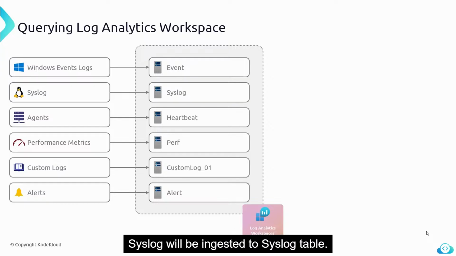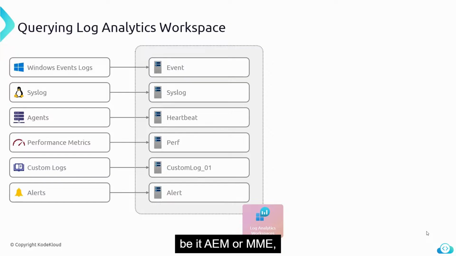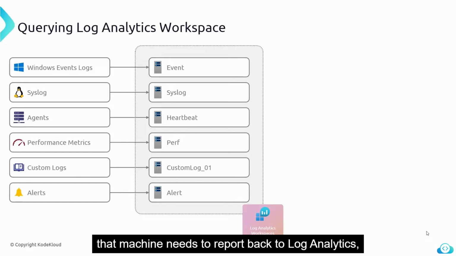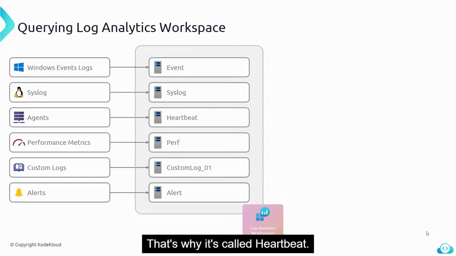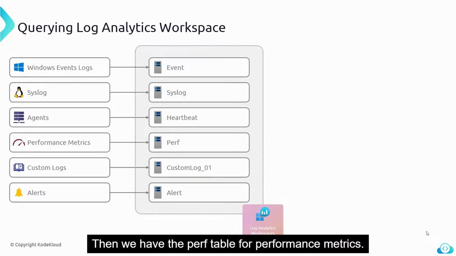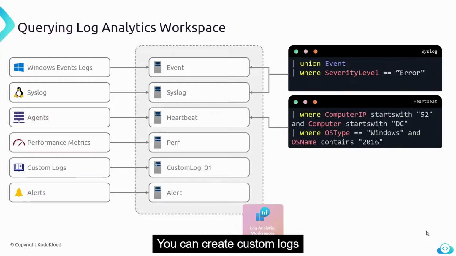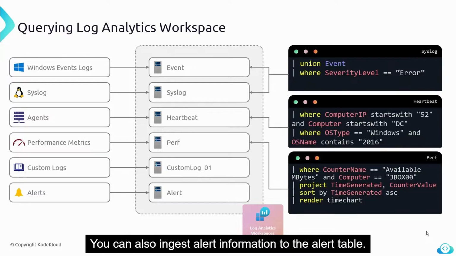Once the machines are onboarded to Log Analytics, you can use the Azure Portal to run queries against the onboarded machines or the data that we collect, to visualize or do some analysis. In Log Analytics, based on the type of data, different tables are created. For Windows Event Logs, it will be Event. Syslog will be ingested to the Syslog table.